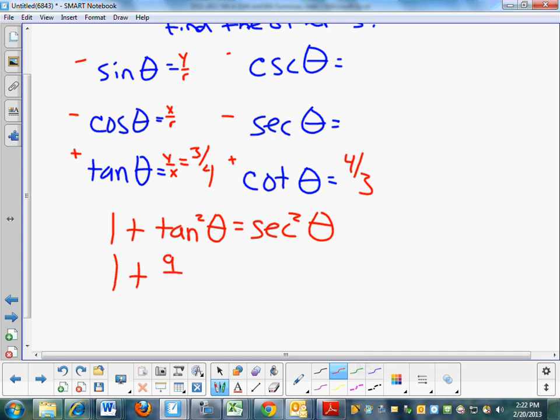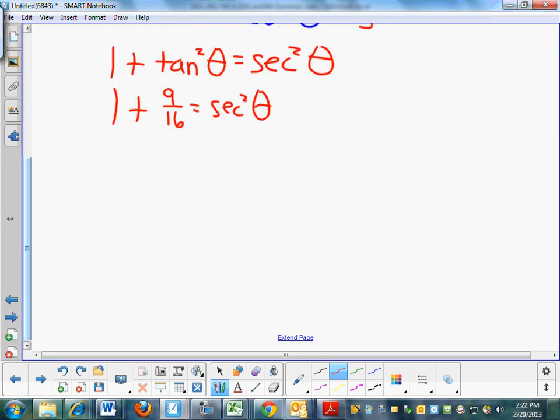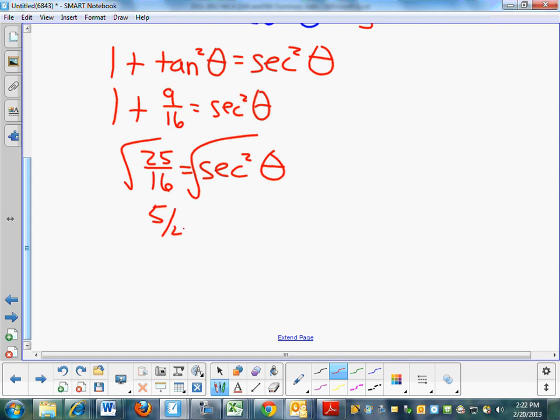9 over 16 is equal to secant squared. 9 over 16 plus 1, that's 16 over 16 plus 9 over 16, is 25 over 16. It's equal to secant squared theta. Square root both sides. What's the square root of 25 over 16? 5 over 4, plus or minus, equals secant of theta.